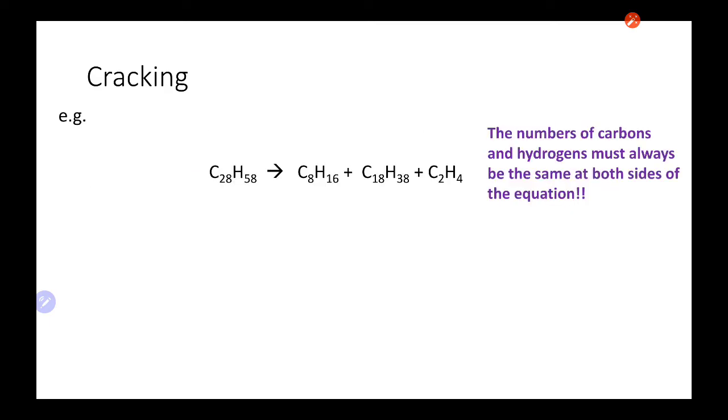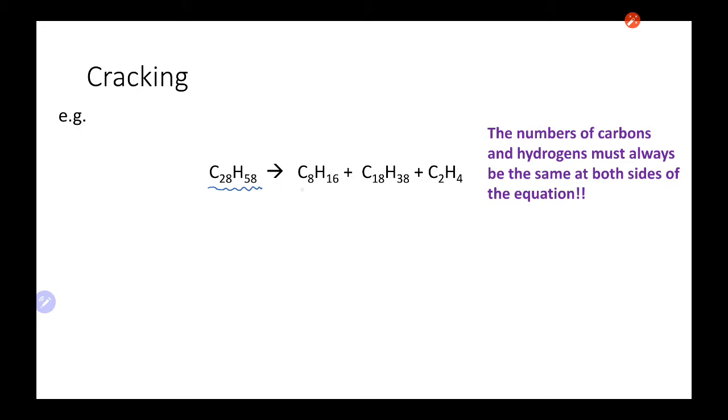So what you need to be able to do is write these wee equations. It's very, very straightforward. All you need to do is make sure that the number of carbons and hydrogens are the same on both sides. So this example here is showing you what would happen if you broke up this big 28 carbon chain.